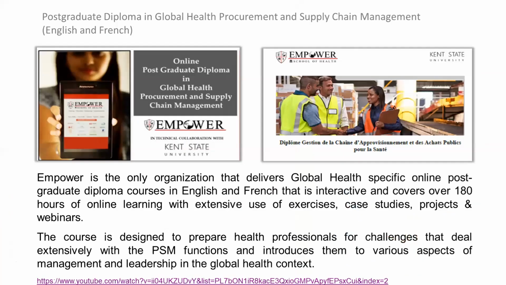Additionally, Empower runs a 1-year postgraduate diploma in global health procurement and supply. This is an online course. It's a taught course. It's available in English and French. It's the only one that is specifically in this area for global health procurement and supply chain in both languages. And it's done in partnership with the US Kent State University. It's an excellent course. It is comprehensive in delivering the information required to undertake global health procurement and supply chain management.